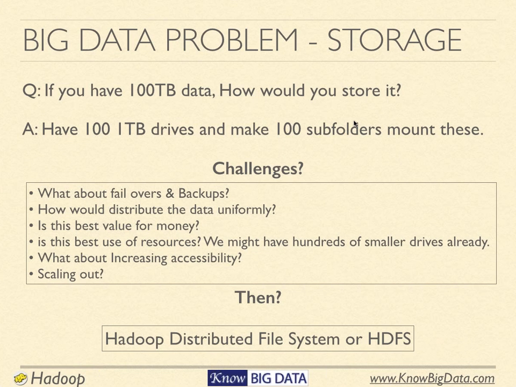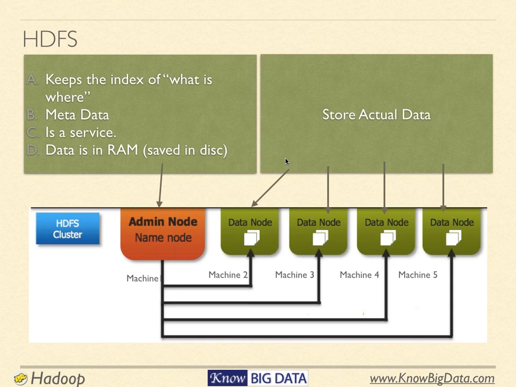Now let me just go into the HDFS file system. The way Hadoop cluster has been built is there are two kinds of nodes in the HDFS. One is name node, a singular node, or we also call it master node or admin node. Okay, admin node, master node, name node.